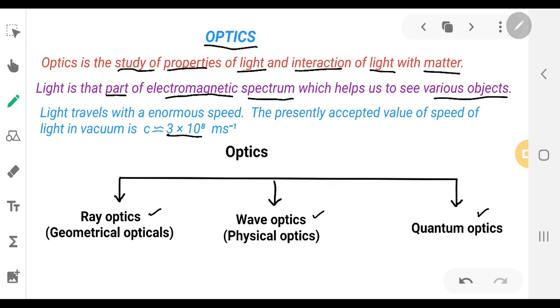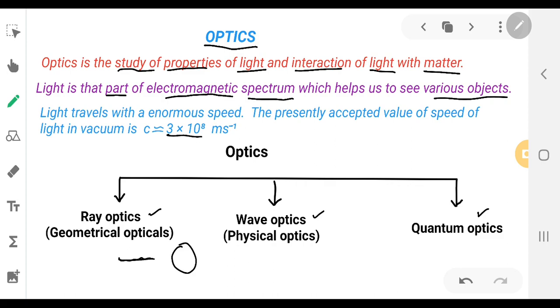Ray optics means here the wavelength of light is very much smaller compared to the size of the object. When the wavelength of the light is very much smaller when you compare with the size of the object, then the light is almost taken as a straight line. Light is considered to travel in a straight line. So that branch is called ray optics.